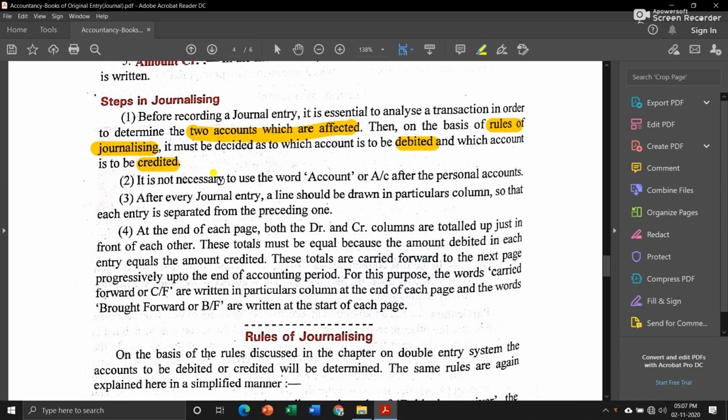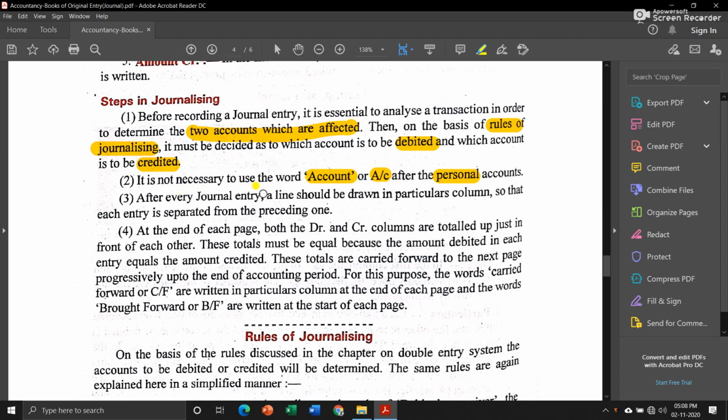The first one is it is not necessary to use the word account or AC after the personal accounts, as we know that personal accounts are nothing but natural human beings or any other business organization's name. Okay, so in front of those accounts we don't have to write AC or account.